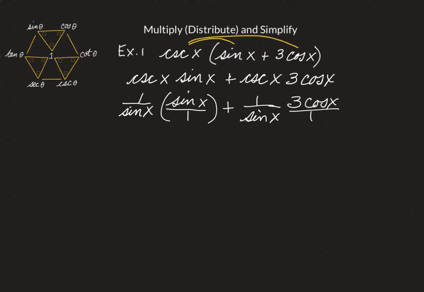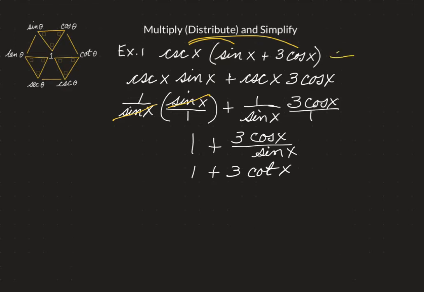But when we multiply 1 over sine x times sine x, we just get 1. And then over here we have 3 times the cosine of x over sine x. But we also know that the cosine of x over sine x is equivalent to the cotangent of x. So that's a much simpler way to write what we originally got after we distributed. So we have done our multiplication, and we have simplified it.